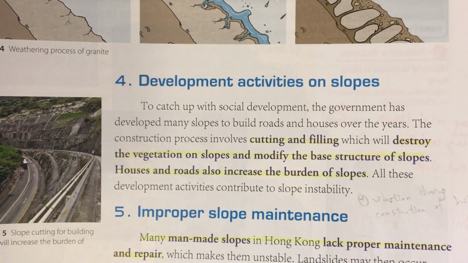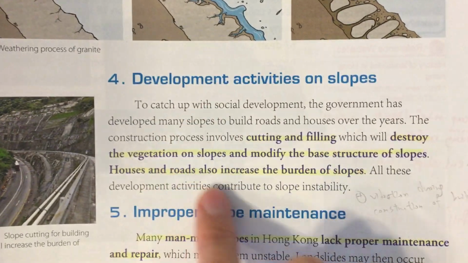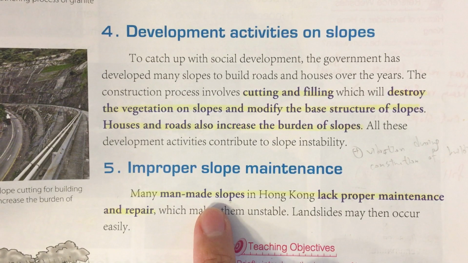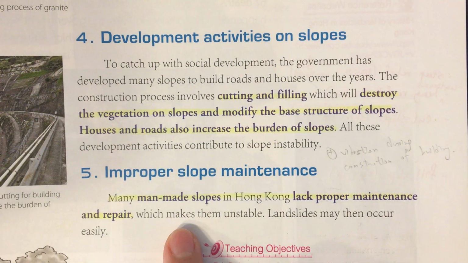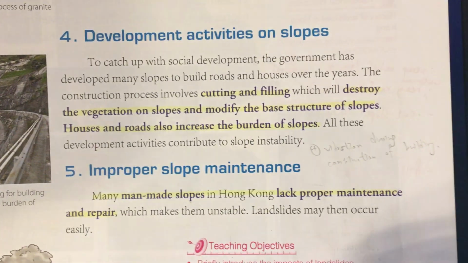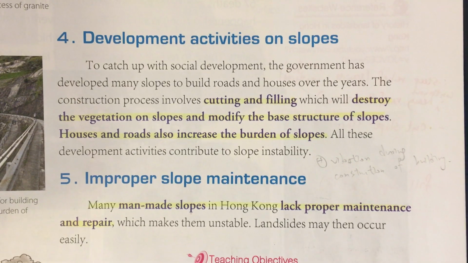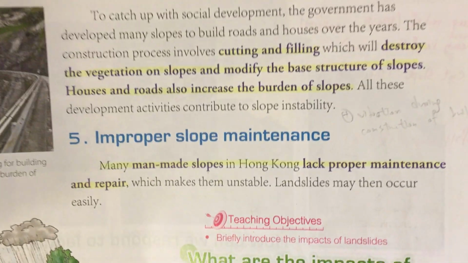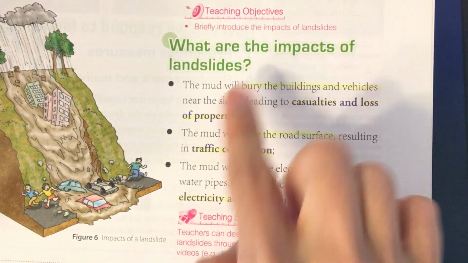And then there are also two human factors which lead to landslide, including development on the slope, different kinds of development on the slope, and also if there are man-made slopes, a lack of slope maintenance will also cause landslide easily. Please refer to last week's video when we talked about the five factors leading to landslide. So this week we are going to look at the impact of landslide.